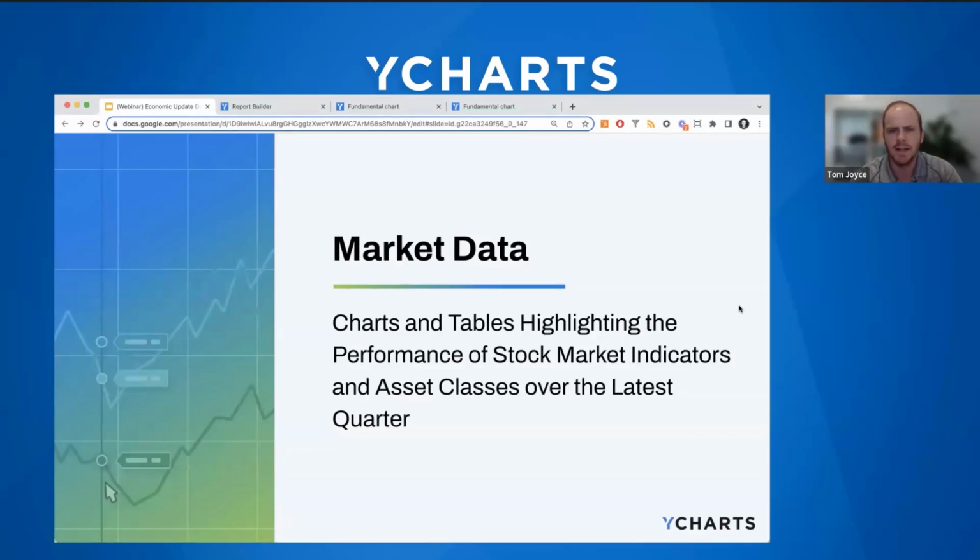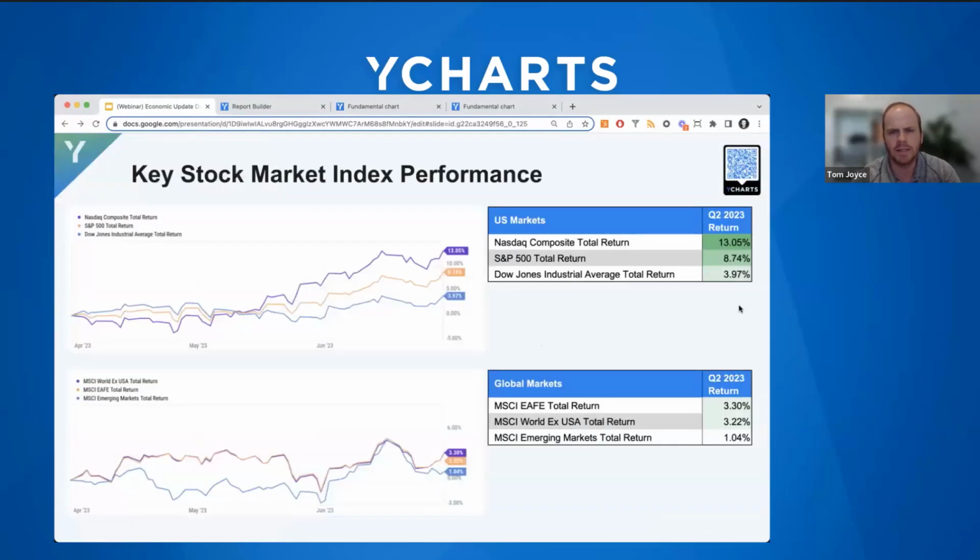Much appreciated. So first, we'll go ahead and take a look at some market data. So we'll take a look at the broader based market indices. As we can see here, U.S. markets were up in Q2 with the NASDAQ setting the pace here once again with a return of just over 13%. But the other indices definitely joined the party. S&P 500 up 8.74%, and the Dow Jones up nearly 4%.